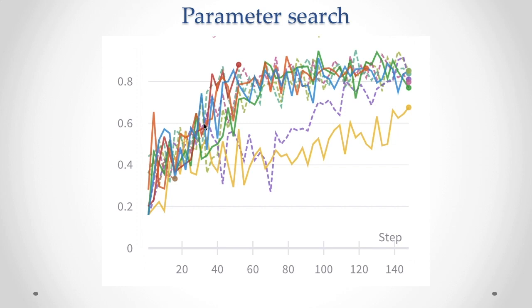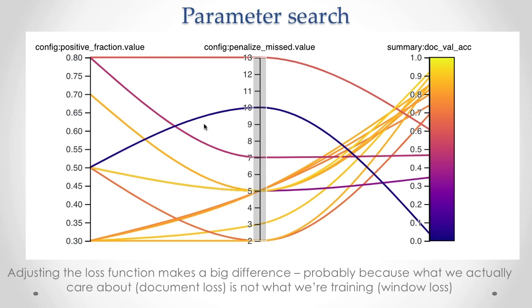In particular, there's this one parameter here, which is the penalty for false negatives in the loss function. So all of the really good outputs where you start getting like 90% are all around 5. So what that's saying is you have to penalize missing the identification of the correct token about 5 times more than guessing a token when it's the wrong token.